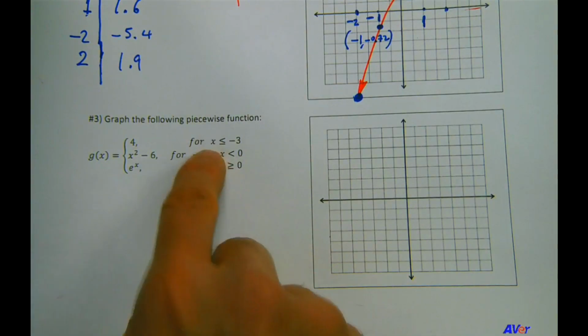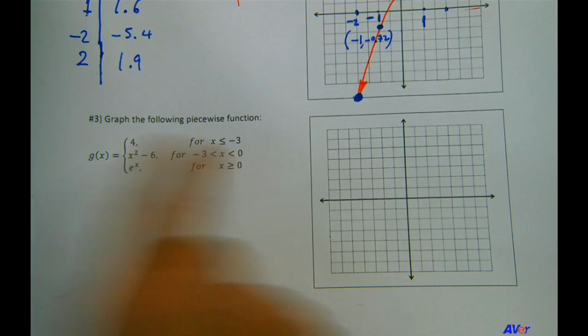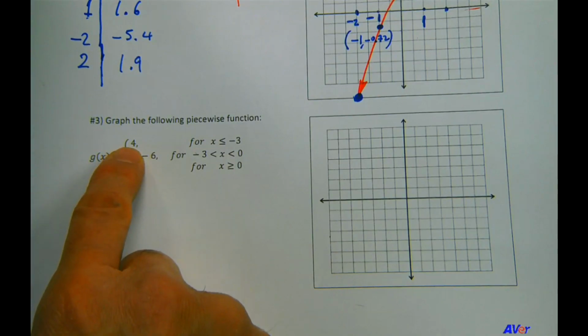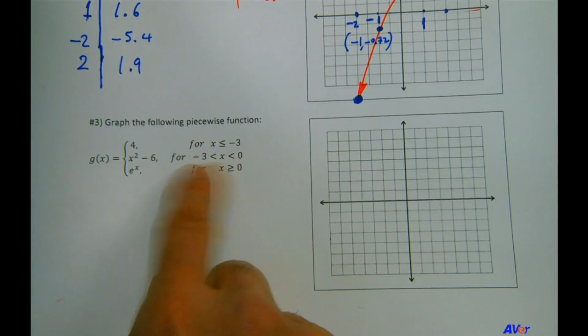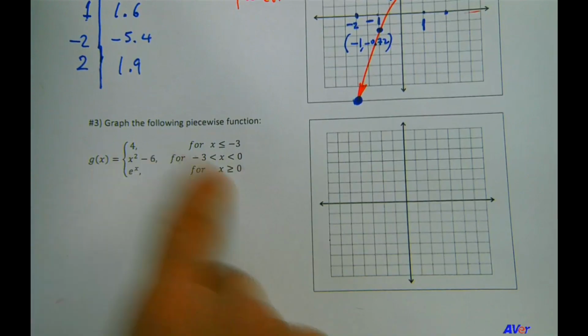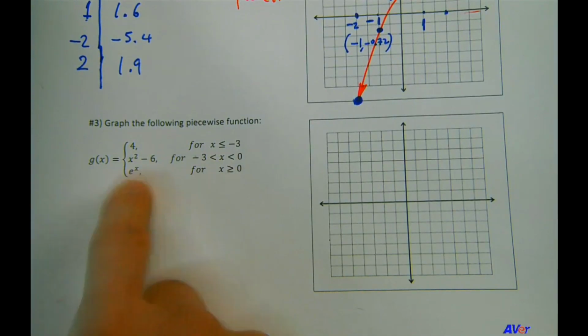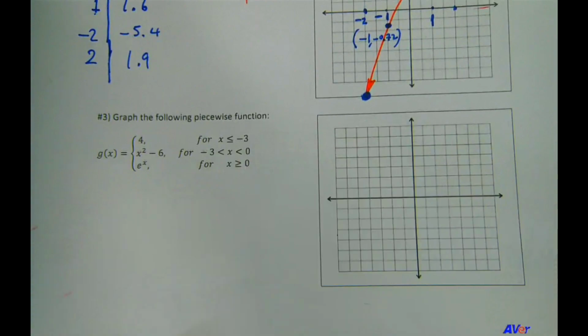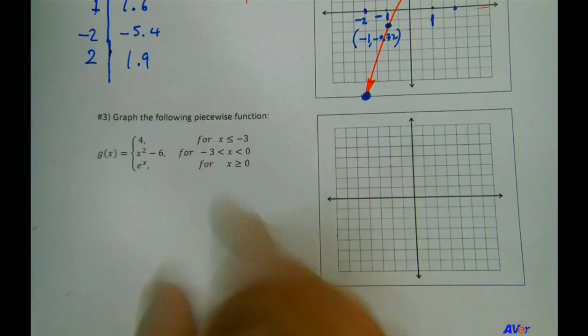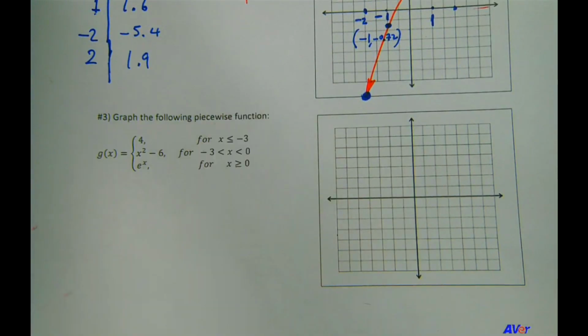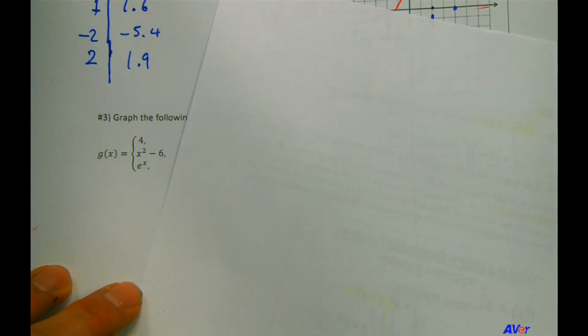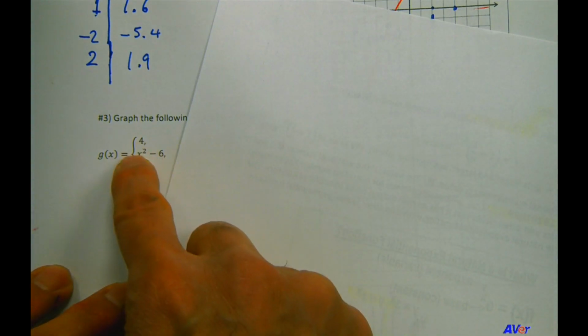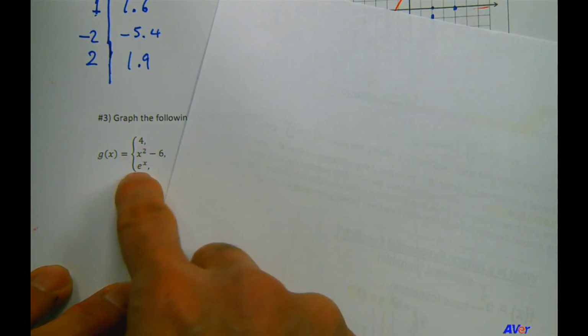So if x is less than or equal to negative 3, this is the function value, 4. If x is between negative 3 and 0, this is the function. If x is greater than 0, this is the function. So when you graph piecewise functions originally, ignore the conditions. Pretend that they don't even exist. Then you graph each of these as if the other ones didn't exist.